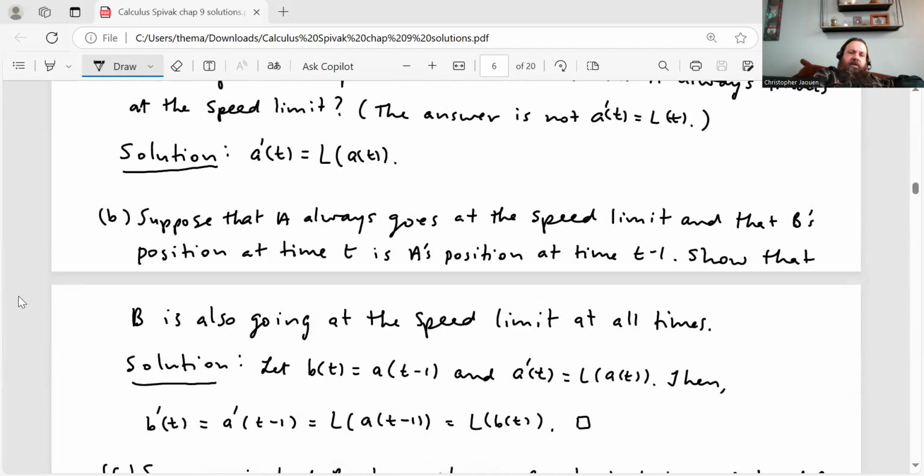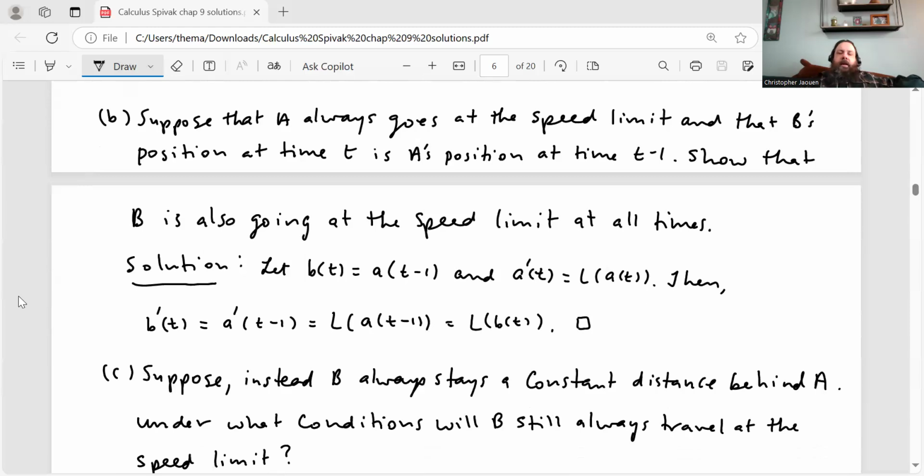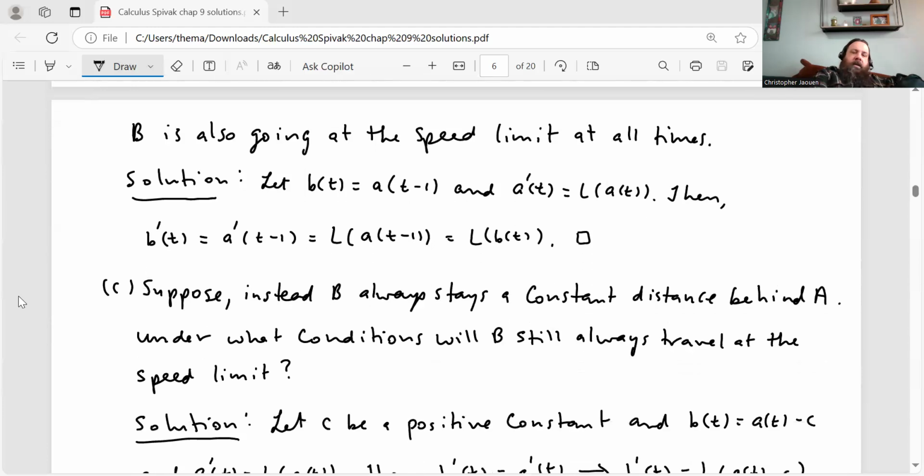All right, part B. Suppose that A always goes at the speed limit and that B's position at time T is A's position at time T minus 1. Show that B is also going at the speed limit at all times. So let B of T equal A of T minus 1 and A prime equal L of A of T. Then B prime of T is A prime of T minus 1, which is equal to L of A evaluated at T minus 1, which is L of B of T. Right?